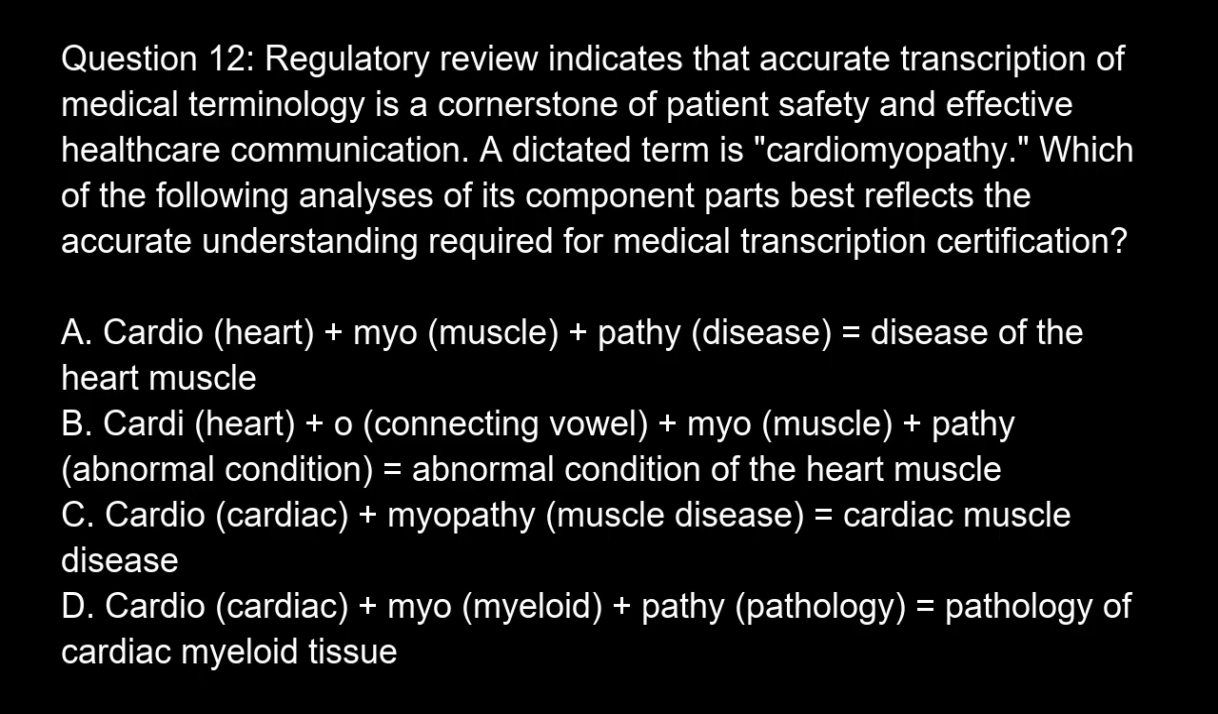Option A. Cardio, heart, plus myo, muscle, plus pathy, disease, equals disease of the heart muscle. Option B. Cardi, heart, plus O, connecting vowel, plus myo, muscle, plus pathy, abnormal condition, equals abnormal condition of the heart muscle. Option C. Cardio, cardiac, plus myopathy, muscle disease, equals cardiac muscle disease. Option D. Cardio, cardiac, plus myo, myeloid, plus pathy, pathology, equals pathology of cardiac myeloid tissue.